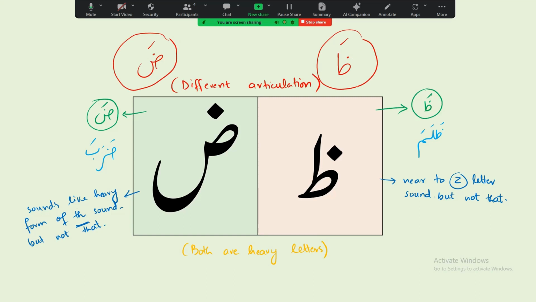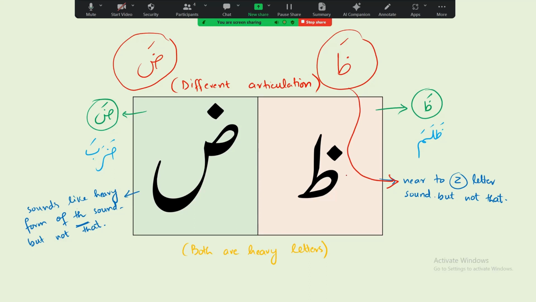For the first one, we take the tip of our tongue and we touch that to the tip of our upper front two teeth. Okay, tip of the tongue, we touch that to the tip of our upper front two teeth, and we make a heavy sound and say "wa, wa". Okay, so I have mentioned this point for this alphabet that the sound we make is actually a bit near to the Z sound. Okay, the Z sound.